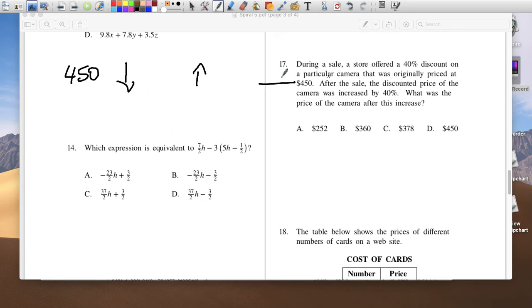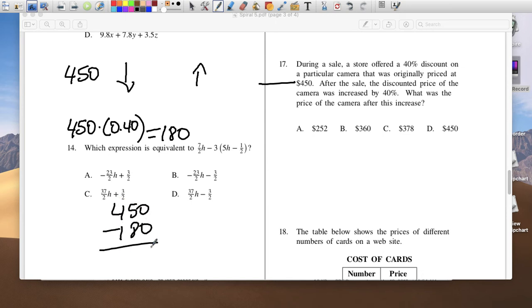Well, the first discount was 40%. So let's find out what 40% is. So the 450 times 0.40. I'll just do it the long way. So 450 times 0.4 equals 180. So the discount was 180. So if you subtract, take 450 and take away 180, you're going to have that the camera now is $270 because it went down 40%. Now after the sale, it went back up by 40%. So the camera is now $270, right?